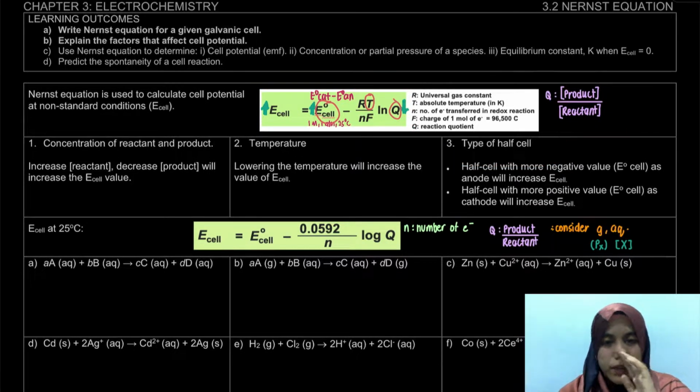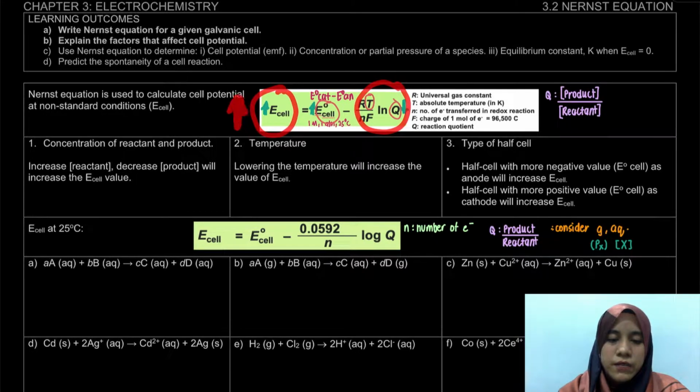Okay, the second factor that we will look at is actually the temperature. Again, from this term, what we want to be a small value, so it means that the temperature must be a small value as well. So when this term is a small value, so this one will be a higher value, the Ecell.